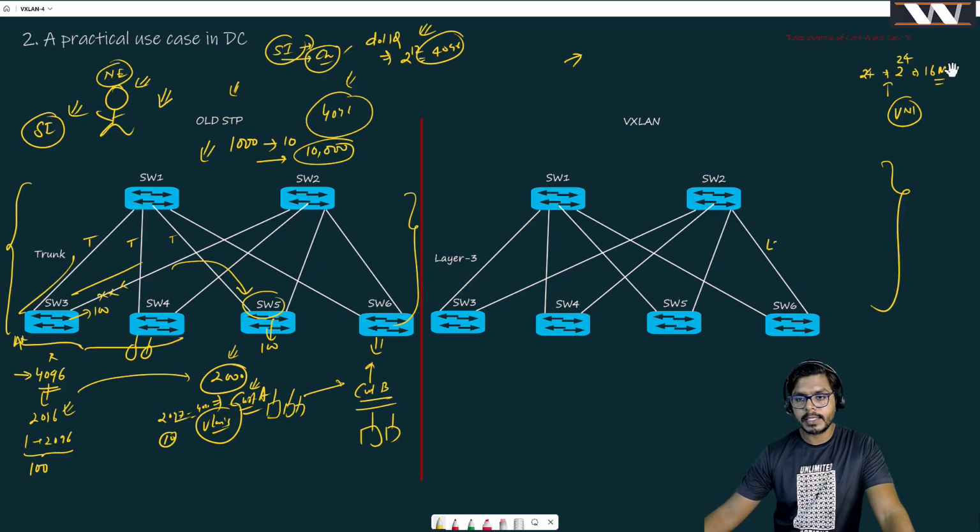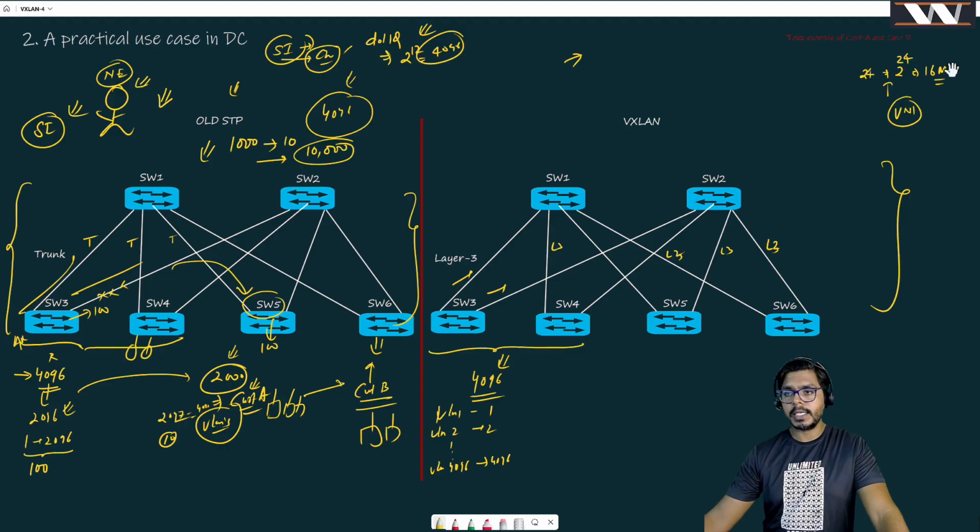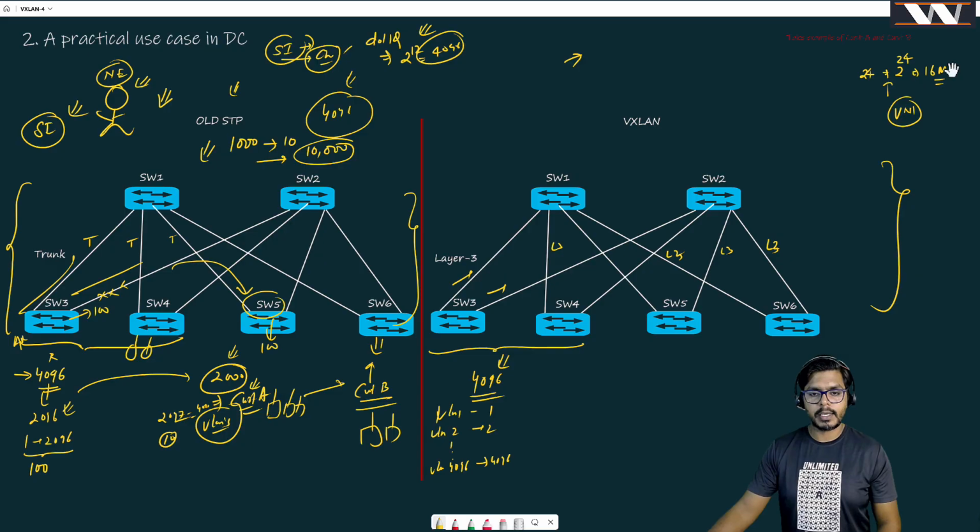So all these interfaces are L3 now, right? All these interfaces are L3, everything is L3. So every interface can be used. Now, Mr. Rahul is using the starting two switches of this data center, and he is saying 4096 is the number I am using. He's saying I am mapping my VLAN 1 to VNI 1, VLAN 2 to VNI 2, and similarly VLAN 4096 to VNI 4096. It means that out of 16 million, only 4096 VNIs are gone, right?